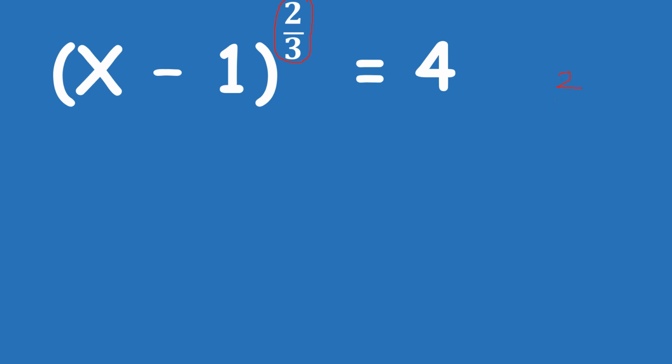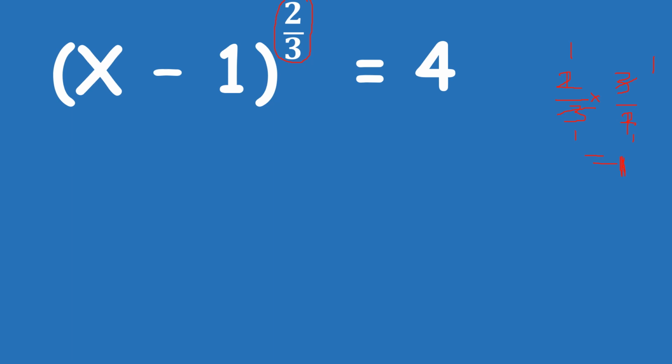Now let's look at the side. If I multiply 2/3 by 3/2, what happens? 3 cancels 3, and 2 cancels 2. So we're left with 1. Now, why did we do this?